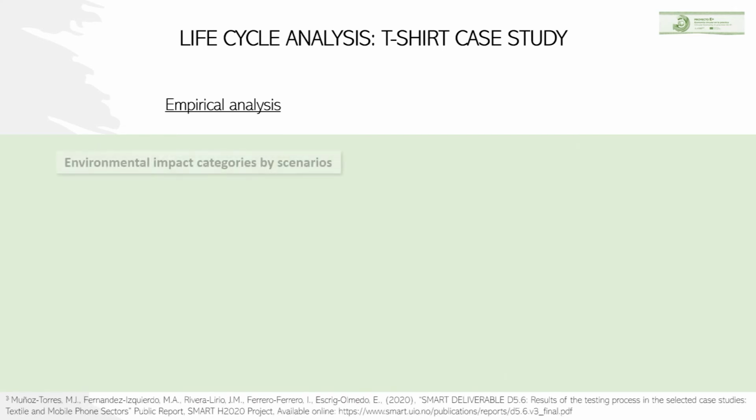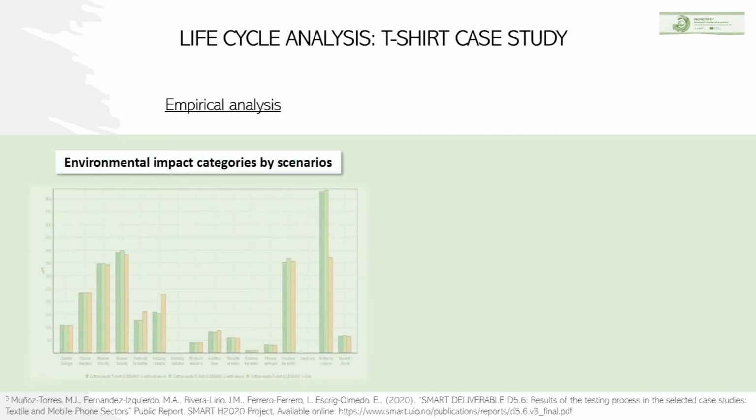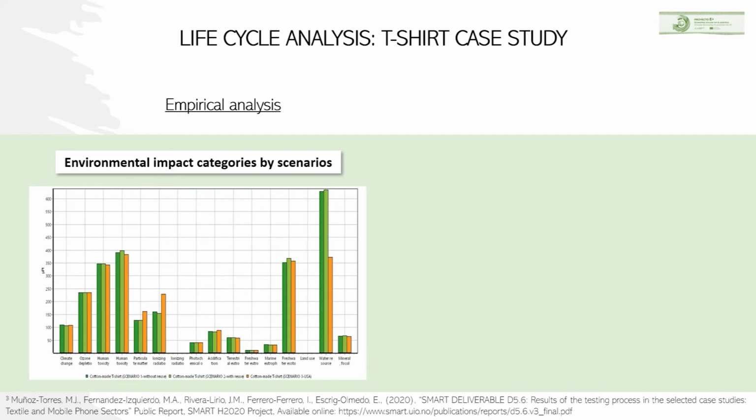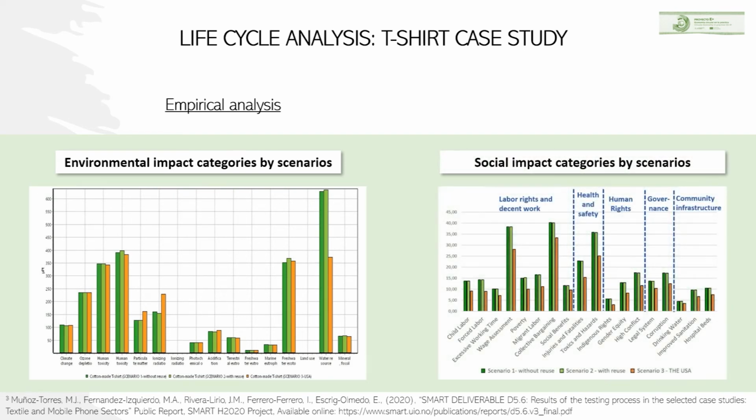In this slide, we present the assessment of the social and environmental impacts in the three scenarios. We can observe the most relevant impact categories. For instance, in the environmental dimension, we observe that the most important ones for the textile sector are 1. Water resource depletion, 2. Human toxicity cancer effects, 3. Freshwater ecotoxicity, and 4. Human toxicity non-cancer effects.